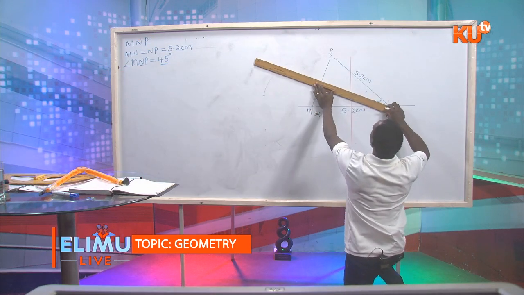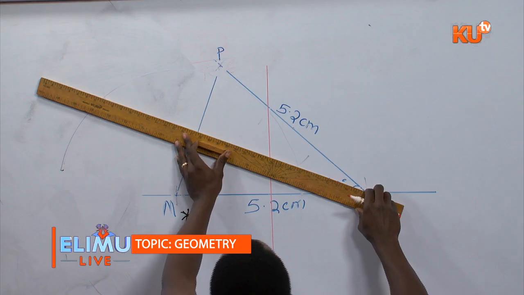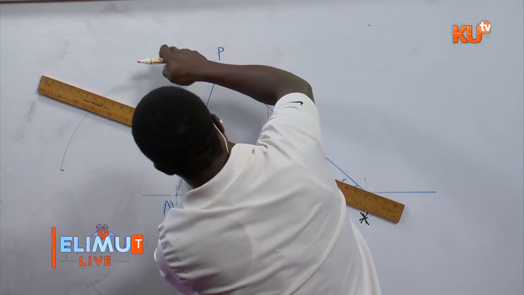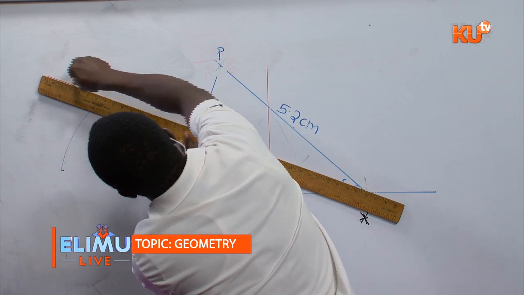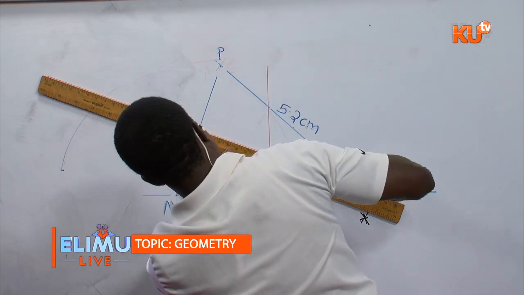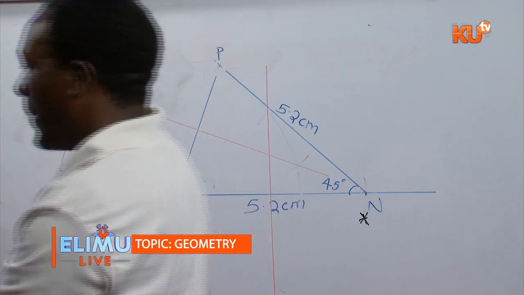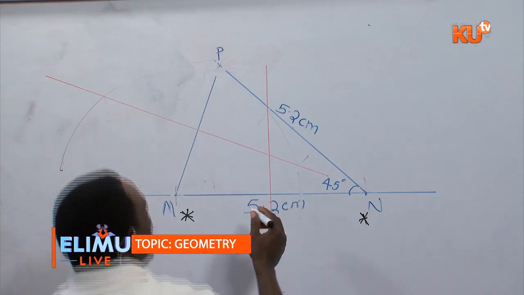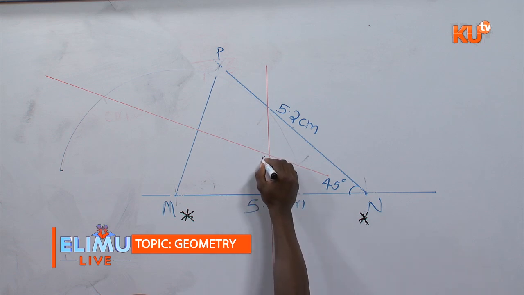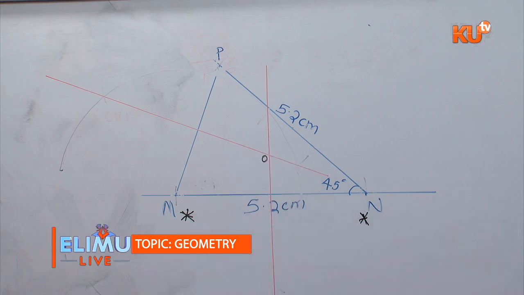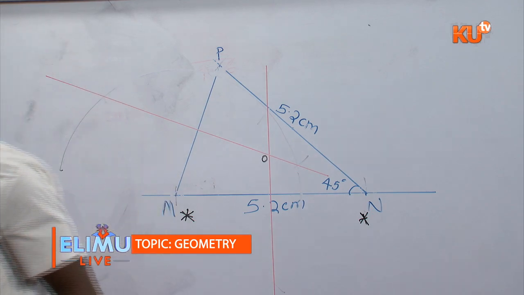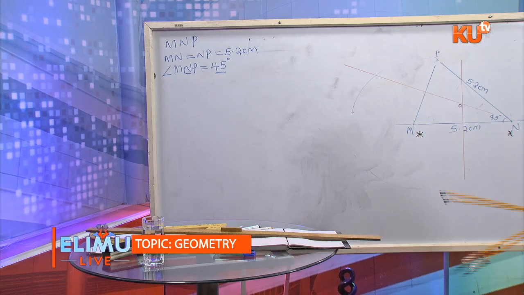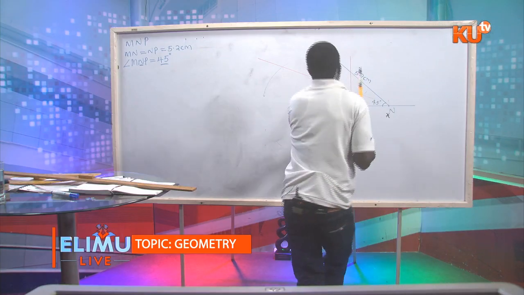Come, draw. Draw it. You see, our perpendicular bisectors, they have met somewhere. Call this point O. This is now our center. Point O. Take your protractor. No, your compass. Kuja hapa.